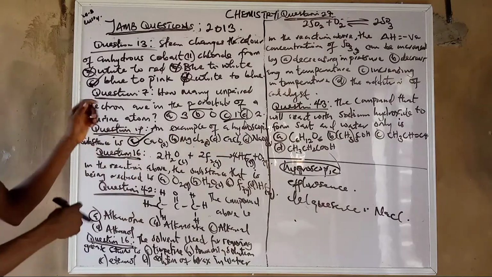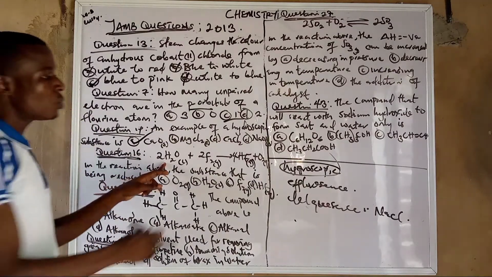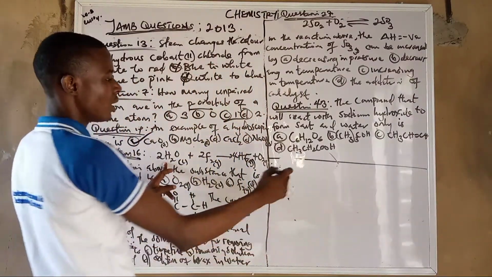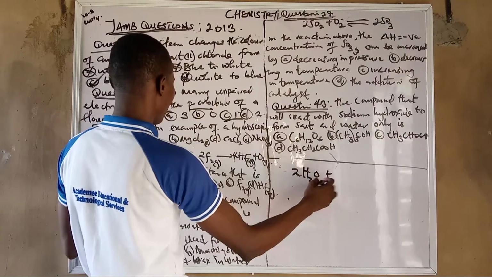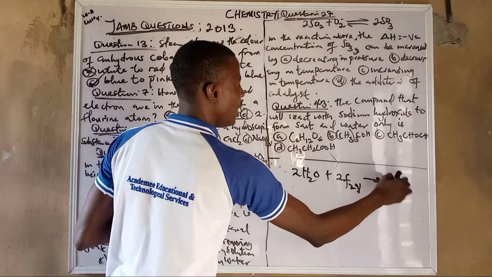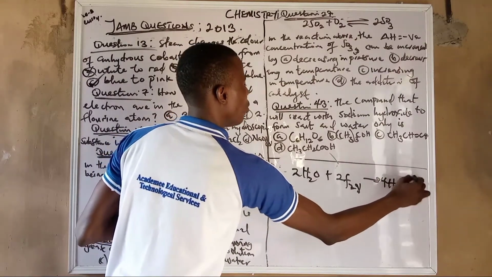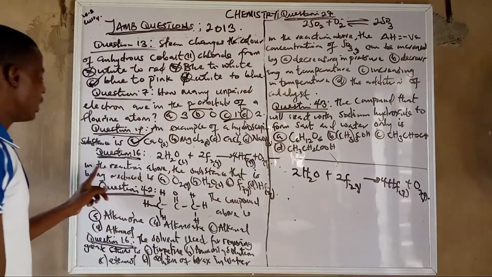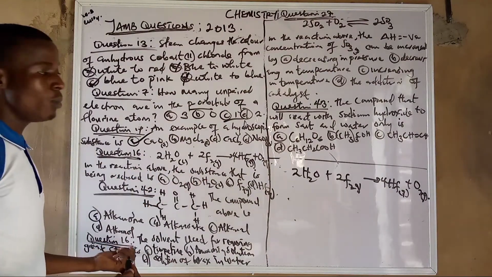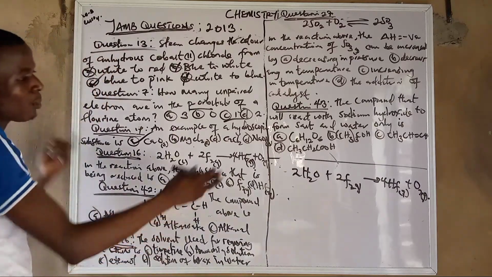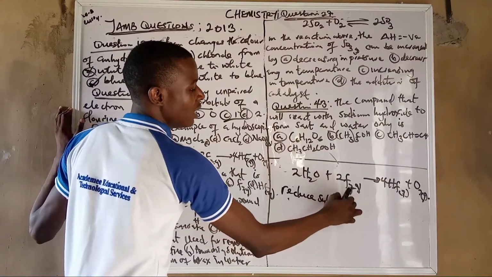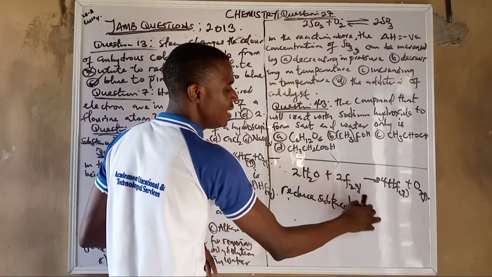Question 16, 2013. This one is under redox reaction. This is the equation: 2H2O plus 2F2 going to 4HF gas plus O2. They now said, in the above reaction, the substance that is being reduced, which means the oxidizing agent. In this type of question, we have the reduced substance, which is also the oxidizing agent.